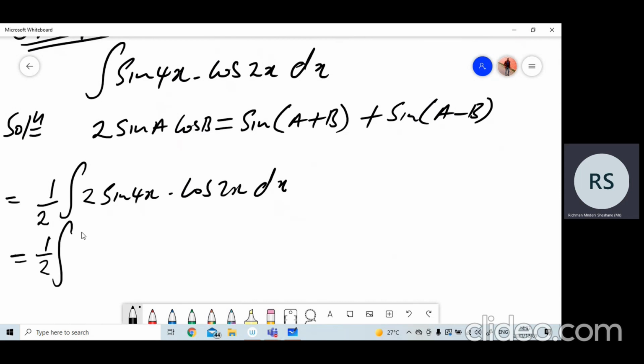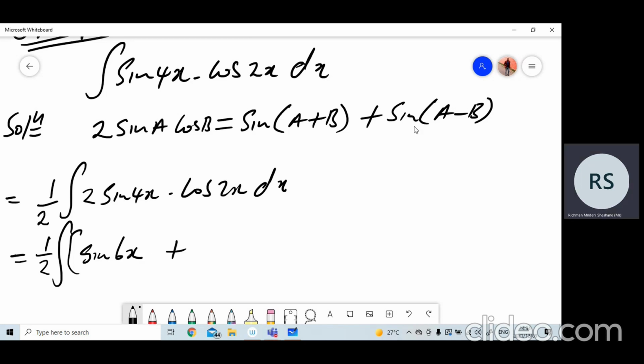So the integral is equal to the identity. We treat this as A, where A is 4x and B is 2x. When you transform from the product, it's going to be sine of A plus B. We said A is 4x and B is 2x, so A plus B is going to be 6x.